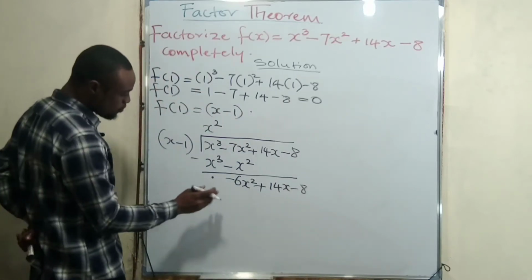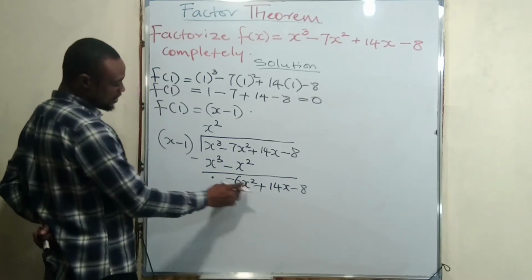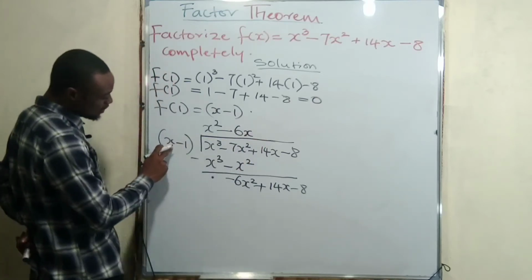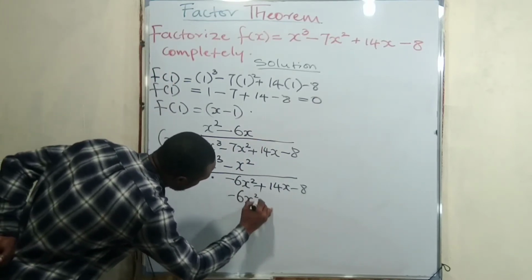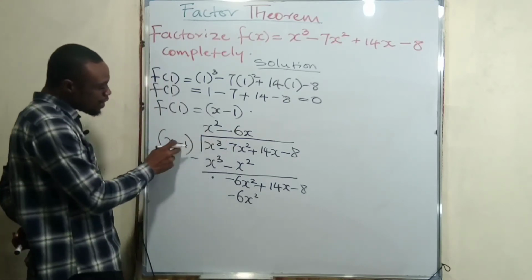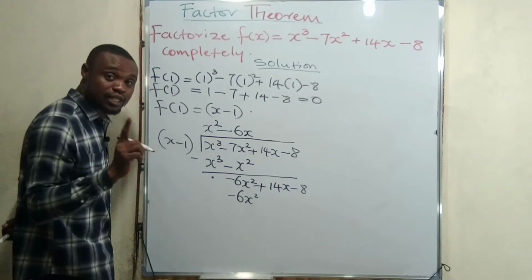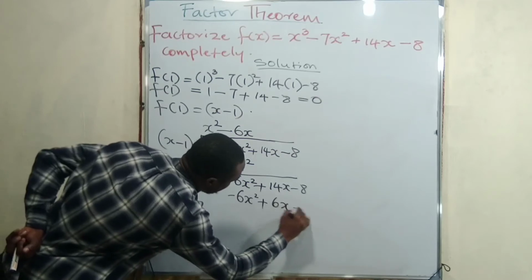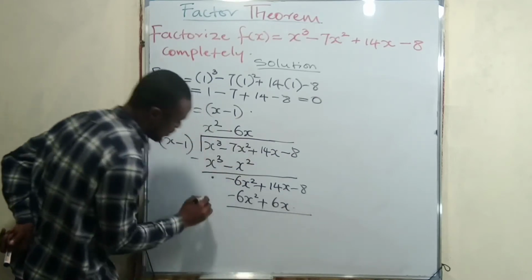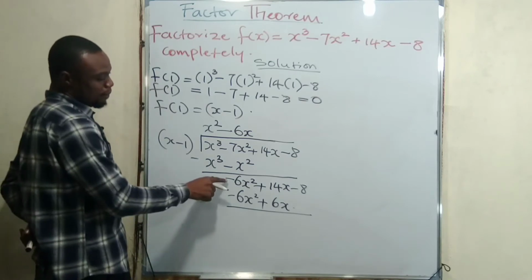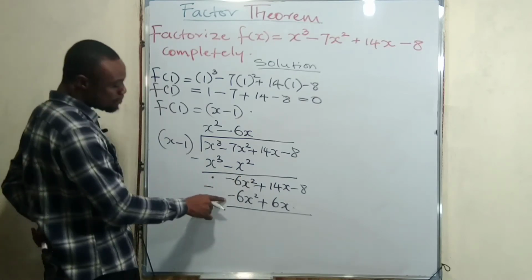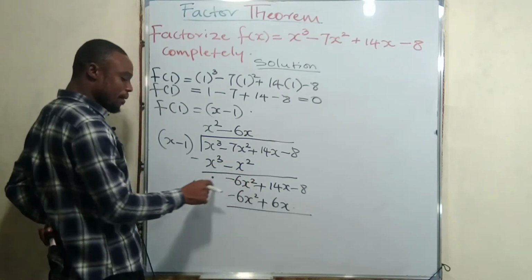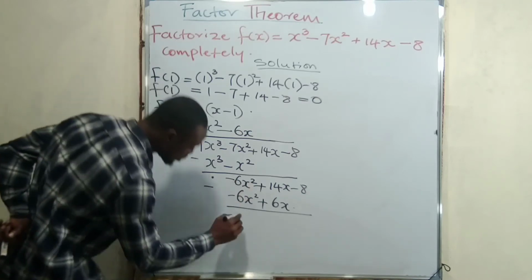Now, same method. Minus 6x squared divided by this x gives minus 6x. Minus 6x multiplies this x, and I have minus 6x squared. Now, minus 6x multiplied by minus 1: minus times minus is plus, so I have plus 6x. So I'll draw a line here like this and put my imaginary minus sign here. So minus 6x squared minus minus 6x squared: minus times minus is plus, so minus 6x squared plus 6x squared goes as 0.